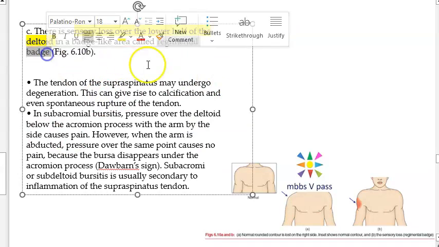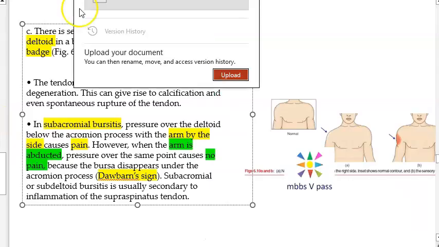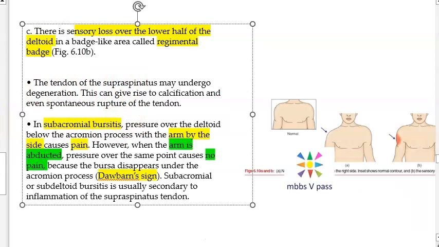So in the 3 marks question, they will just ask what is the regimental badge. Then you will be like, what is the regimental badge? So the police will have it here on your shoulder, tap below your shoulder. Yes, a regimental badge-like area, there is a sensory loss. So in that, you will say what is damaged? Axillary nerve. Okay. Point something about the supraspinatus tendon they are talking about.